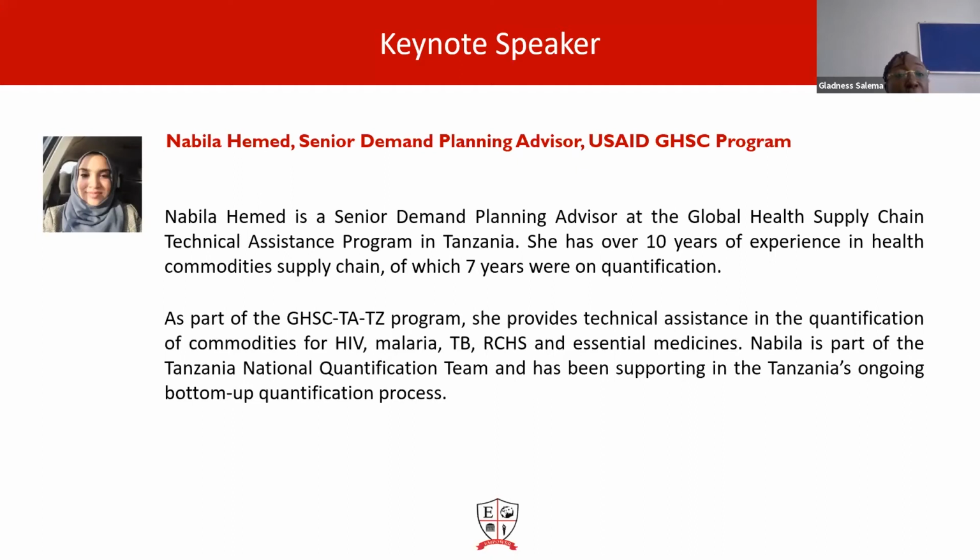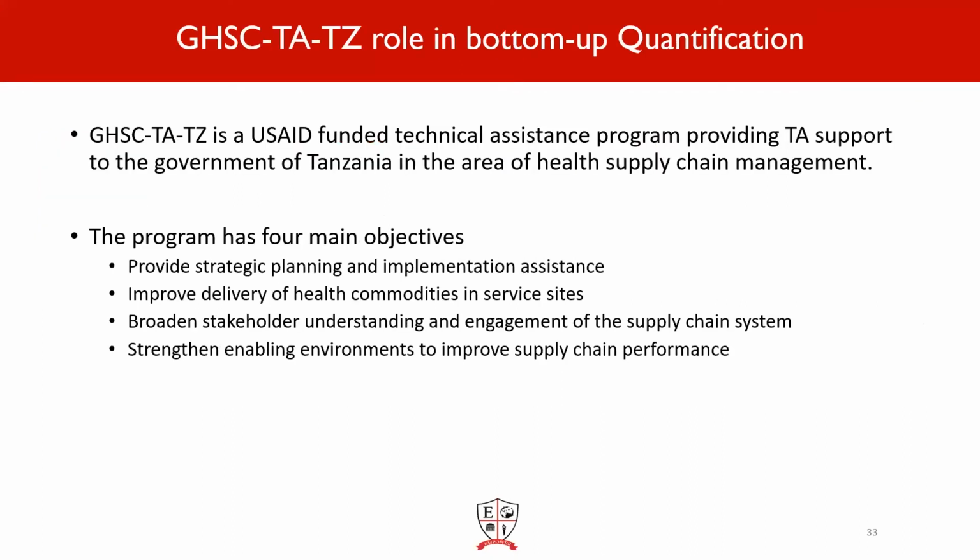Karibu. Thank you, Gladness. Just a little bit of background about GHSC-TA-TZ, the Global Health Supply Chain Technical Assistance Tanzania program. This is a USAID-funded program that provides technical assistance to the government of Tanzania in the area of health supply chain management. Our program covers 4 main objectives: providing strategic planning and implementation assistance, improving delivery of health commodities to service sites, broadening stakeholder understanding and engagement of the supply chain system, and strengthening enabling environments to improve supply chain performance. Next slide, please.